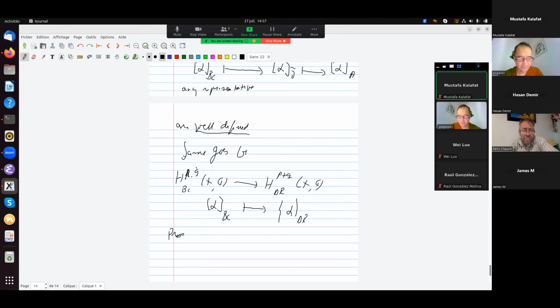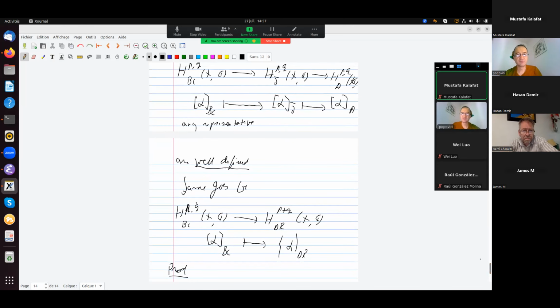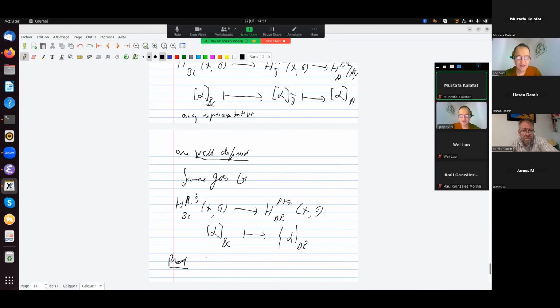Well, let's check one of these. For example, let's look at Bott-Chern to Dolbeault. So we have to check two things in order to check that the map is well defined. So if α represents a Bott-Chern class, then ∂α equals 0, and ∂̄α equals 0.